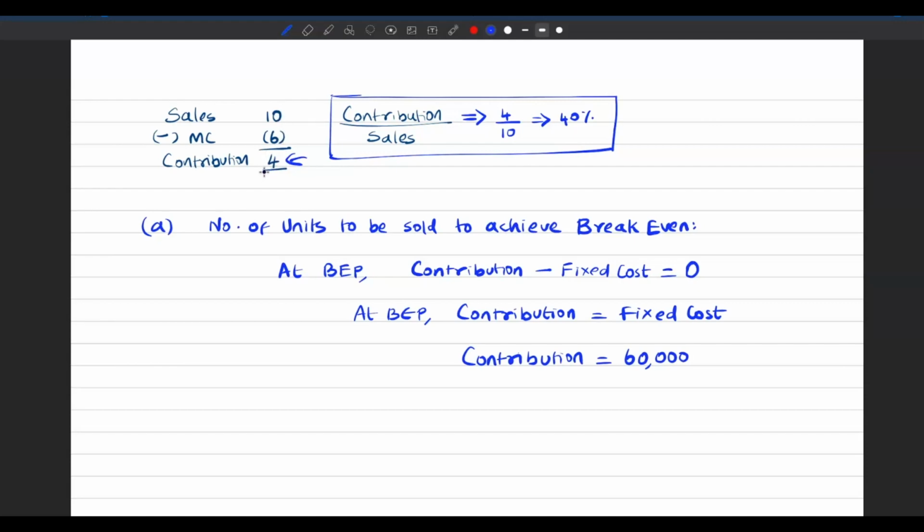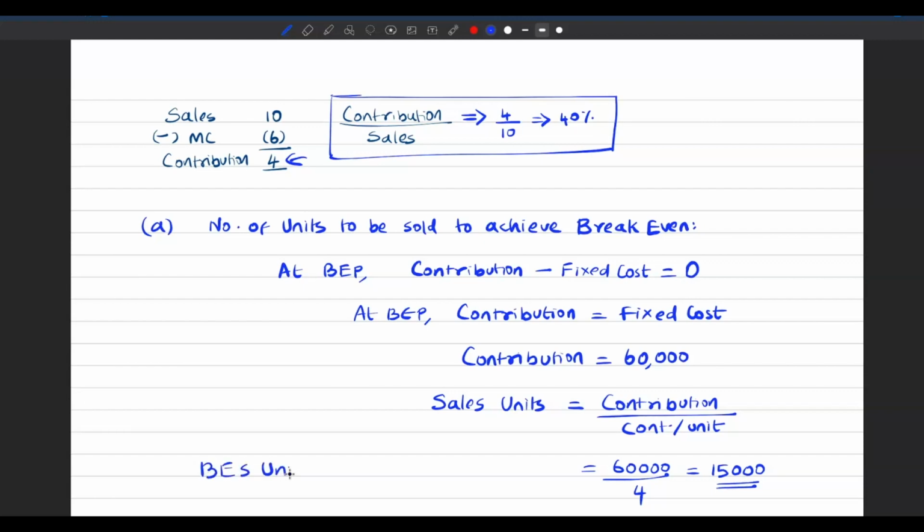I will demonstrate that. Okay. So here I have contribution is equal to 60,000. If I want to know what is the sales units at this level, what I have to do is I have to take contribution. I just have to divide that contribution by contribution per unit. So I know contribution is equal to 60,000 now. And what is the contribution per unit? Already we have calculated 4. So that works out to 15,000. It means break-even sales unit.